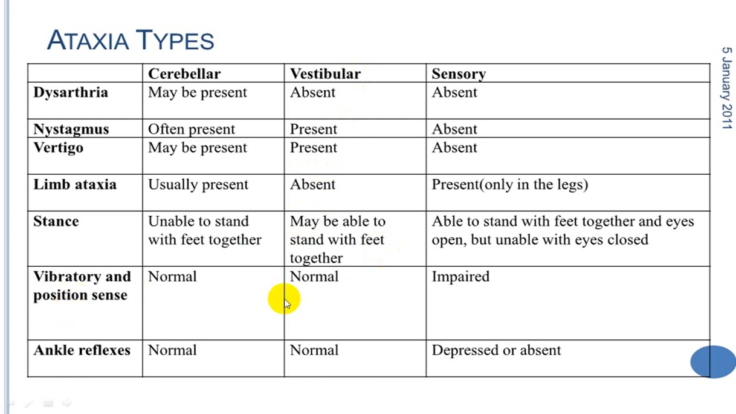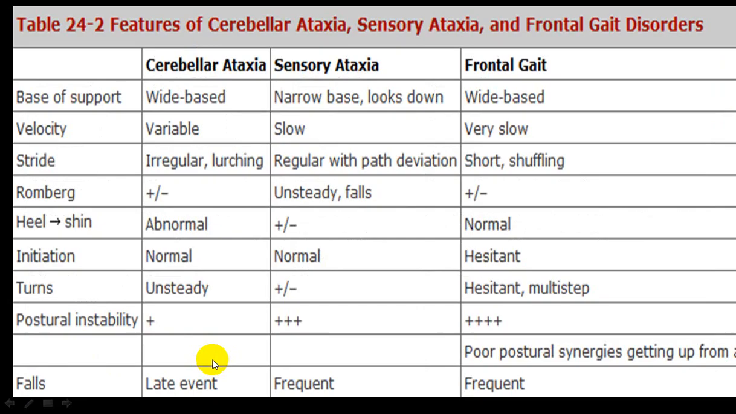Vibration and position sense will be affected in sensory, while they will be normal in cerebellar and vestibular. Ankle reflex will be normal in cerebellar and vestibular, but in sensory, ankle jerk and knee jerk may be affected. Knee jerk may be depressed, lost, or absent, but ankle jerk will be more affected as compared to knee jerk, depending upon the severity of the peripheral nerve damage. While in cerebellar, the knee jerk will be pendular. This is again the same difference between cerebellar and sensory ataxia. I can switch over.